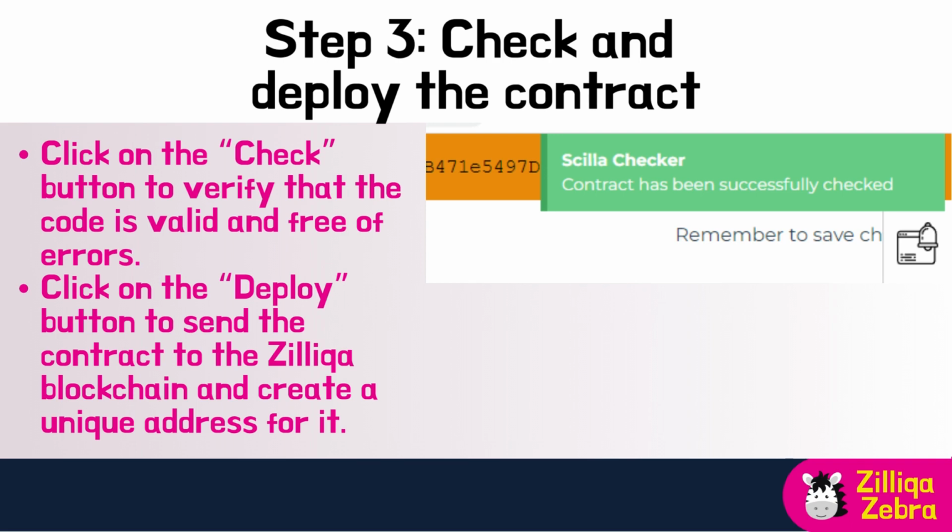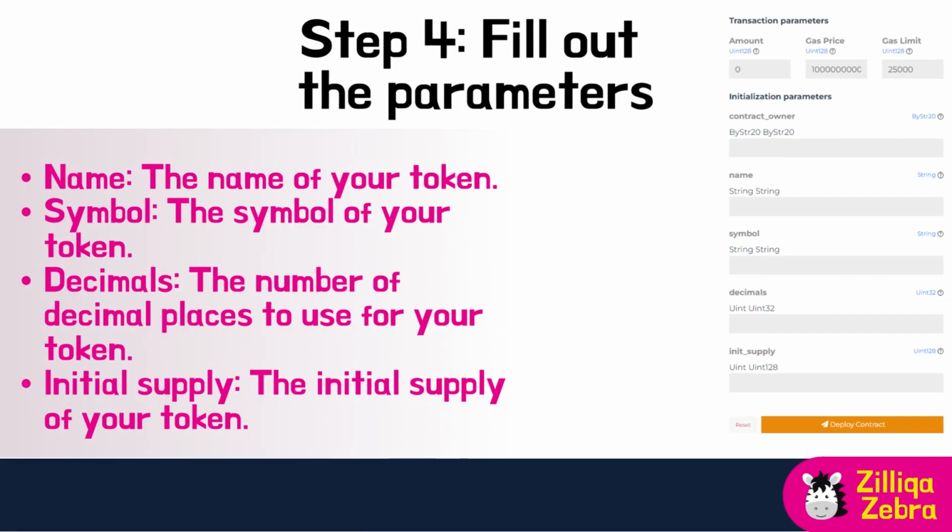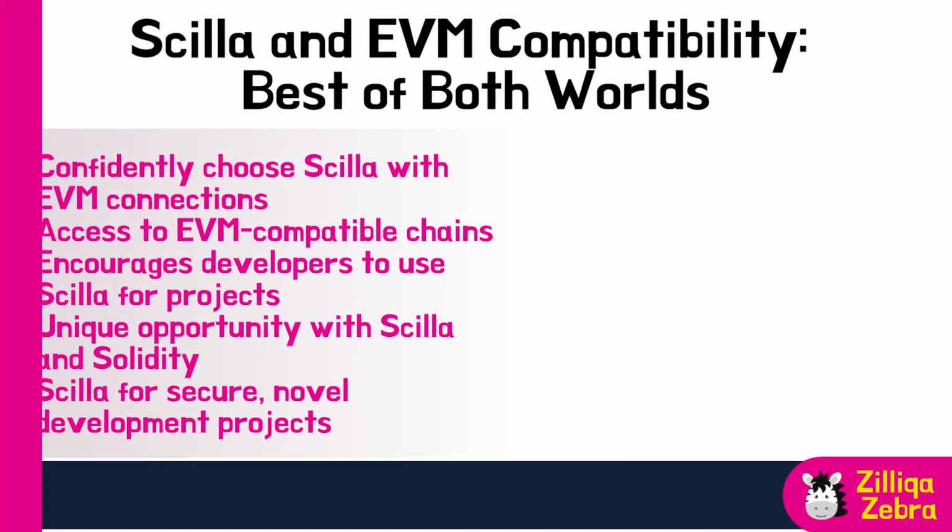Step 4. Fill up the parameters. The next step is to fill out the parameters for your contract deployment. Parameters are variables that define some aspects of your token, such as its name, symbol, decimals, and initial supply. You will see a list of parameters on the right side of the pop-up window. You can edit them by clicking on the pencil icon next to each one. Here's what each parameter means and what you should enter.